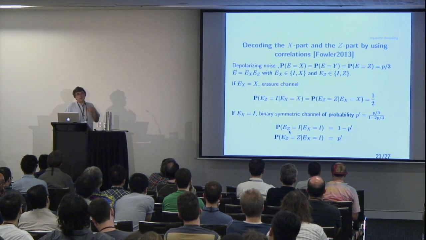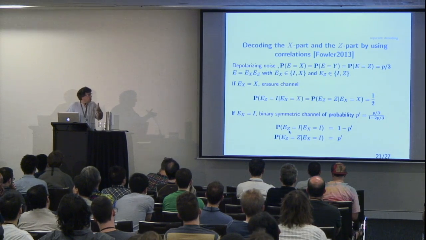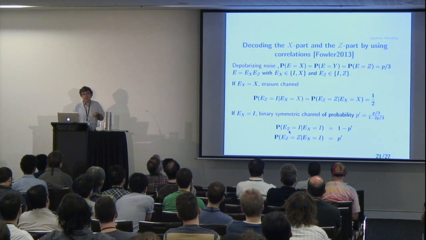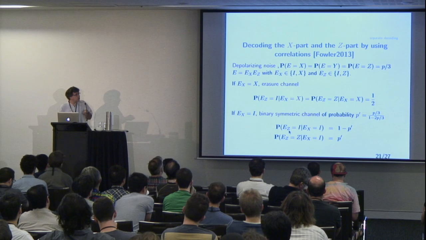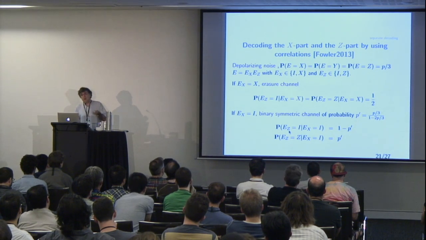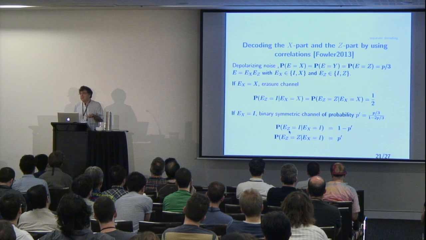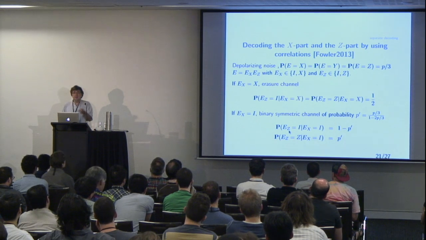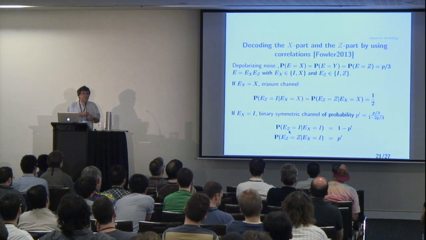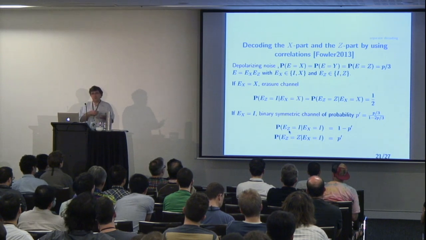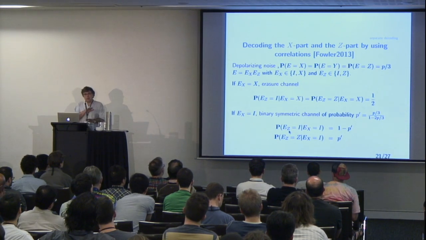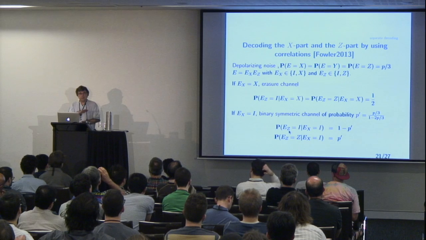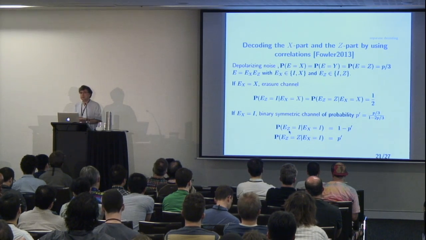Assume that someone tells you that, at a given position, the x part of an error was an x. Can you say what you can say about the error at this position? Well, it turns out that the z part of the error is either identity or z with probability 1/2. So you have some knowledge here. On the other hand, if you have no error here, then it is actually something different. You have identity or z with probability 1 minus p prime or p prime. So it's something different. And so if you are able to decode first the x part correctly, you have some knowledge that you can use for the z part.